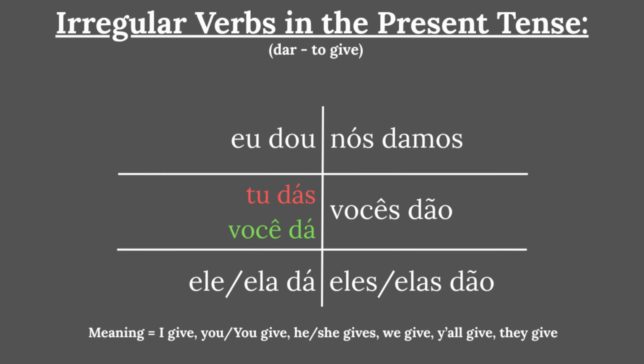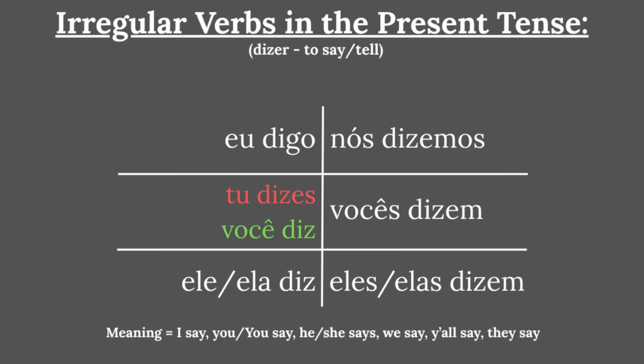Another verb is dar, to give. Dou, dás, dá, damos, dão. The irregularity here is the ending in eu, the accents on tu and ele, ela, and the tilde on eles, elas. A different verb is dizer, to say or tell. Digo, dizes, diz, dizemos, dizem. The only unusual words here are digo and diz. Digo has an irregular stem change, while diz doesn't have a vowel in the end.